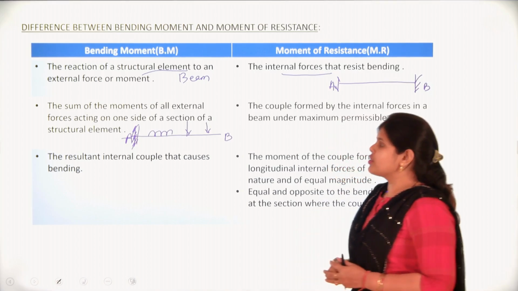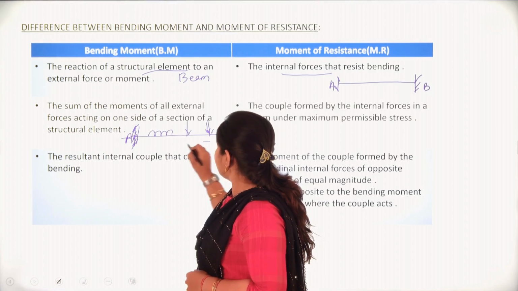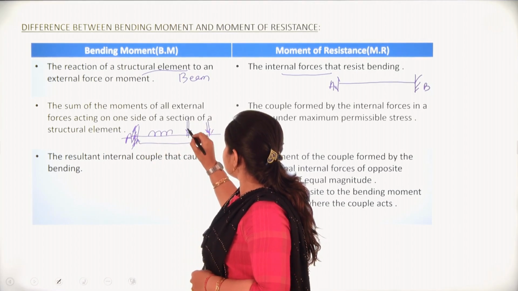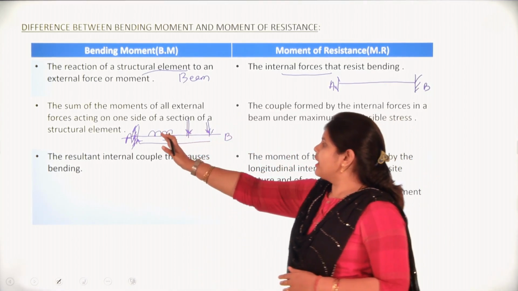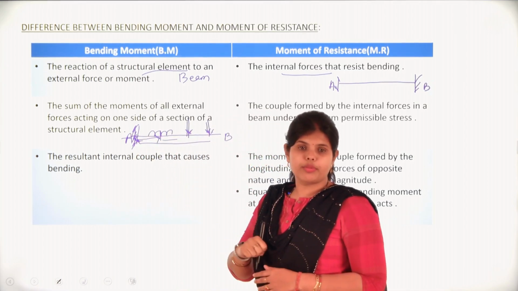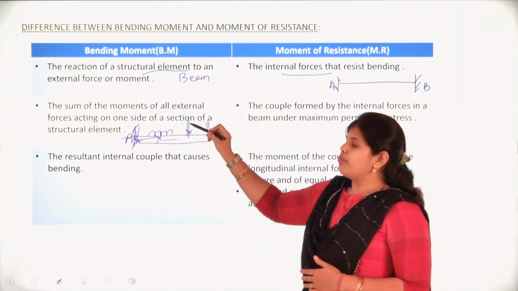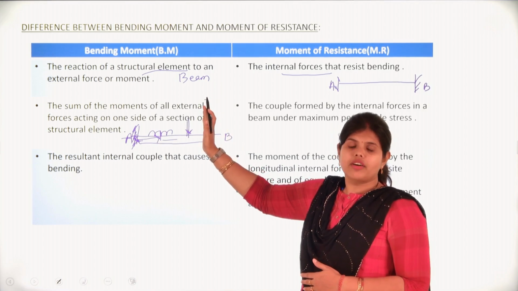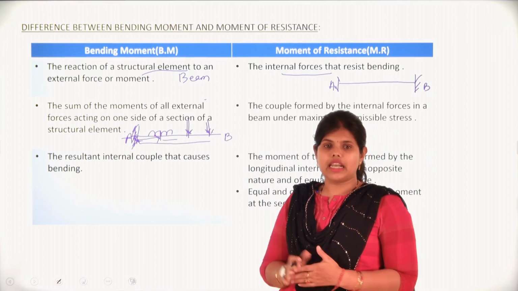Bending moment calculation will be done by this point load into the distance, this point load into the distance, and the UDL with the distance from one side of the beam. Always remember, we will calculate the bending moment at one side of a beam. You can take it as the right side or the left side.